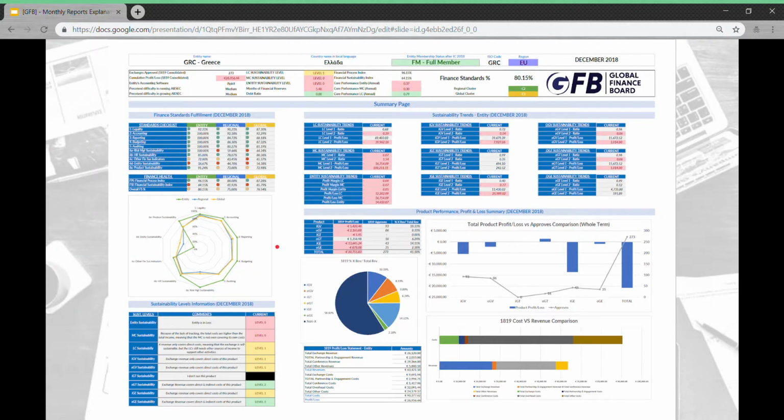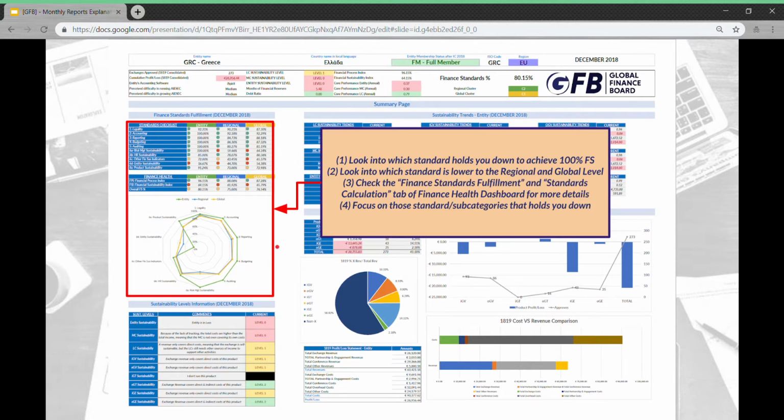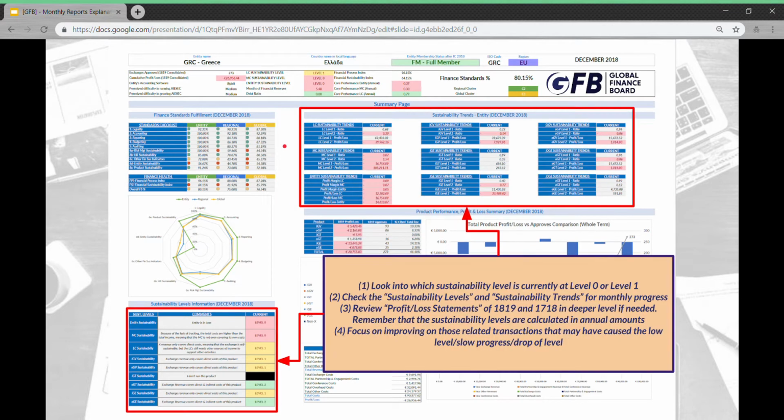Now, reading sample. Let's have a sample of how to read the reports. This is the summary page, and these are certain areas of the summary page. At the part of finance standards fulfillment, first you need to look into which standards hold you down from achieving 100%. Look into which standard is lower than the regional and global level. Check the finance standards fulfillment and standards calculation tab of the finance health dashboard itself for more details, and then focus on those standards and subcategories that hold you down.